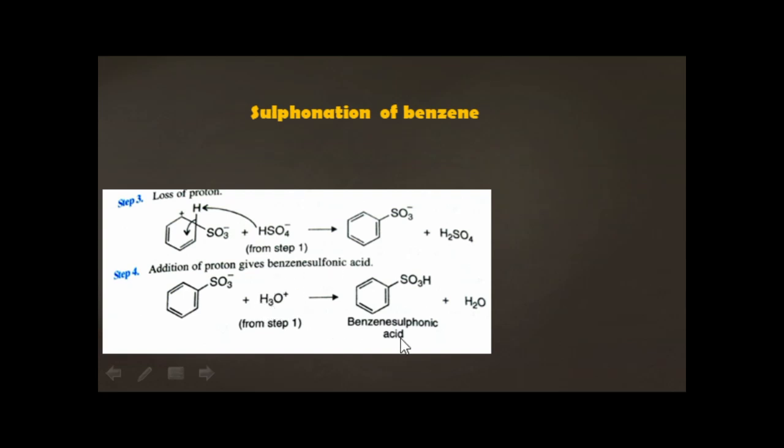Okay, so this is benzene sulphonic acid. Look at this. Instead of one hydrogen in the benzene, the sulphonic acid functional group gets substituted. So this is sulphonation of benzene. This reaction is carried out in presence of concentrated sulfuric acid, or we can use fuming sulfuric acid.